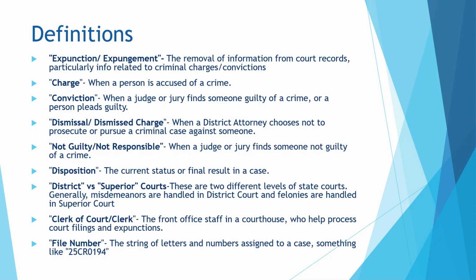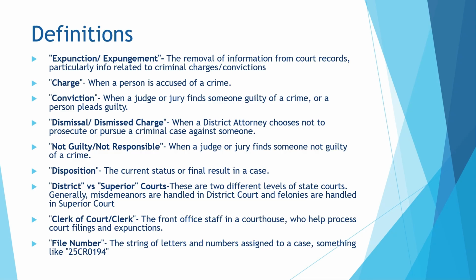So let's talk about some definitions. What are all these words we're using? So expungement or expunction. These words are used interchangeably, but what it means is to remove the record itself, remove the information itself from the court record. We're usually talking about criminal charges or criminal convictions. An expunction takes that information out of the court record. So if somebody looks up a particular charge on a particular date and it's been expunged, that information is not there. It shouldn't be held against you.